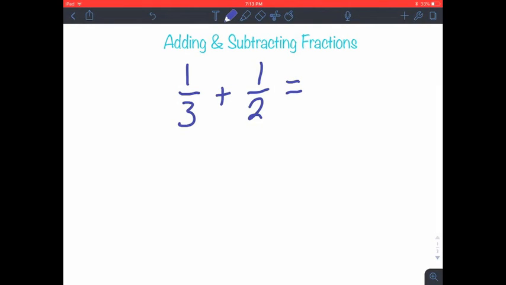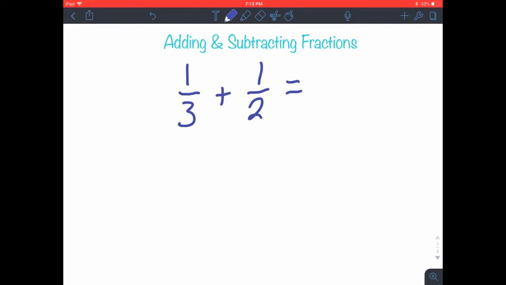Hey guys, I wanted to show you real quick how to add and subtract unlike fractions. And I wanted to make sure I went over some common mistakes that I see students make. And then I wanted to show you the way that I want you to practice it in class for me.